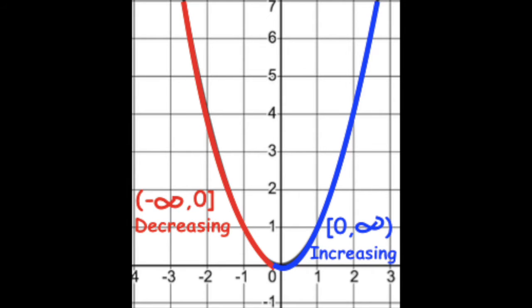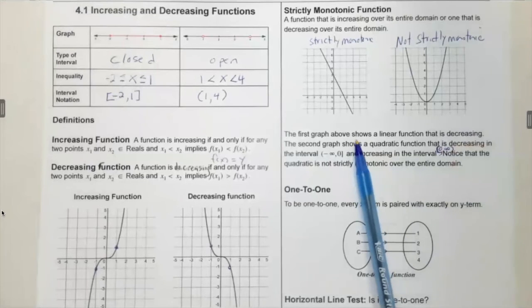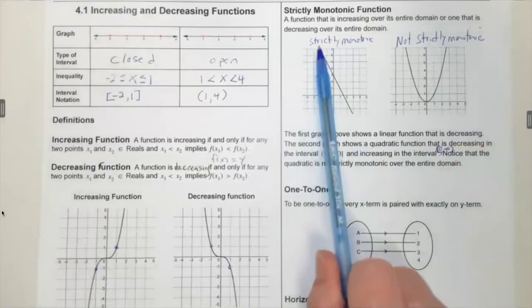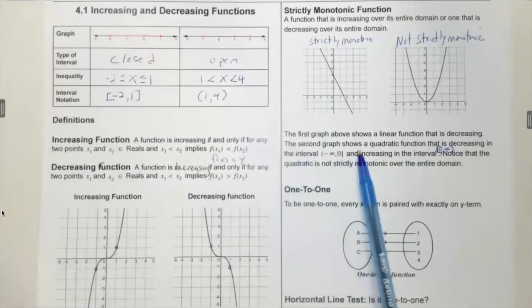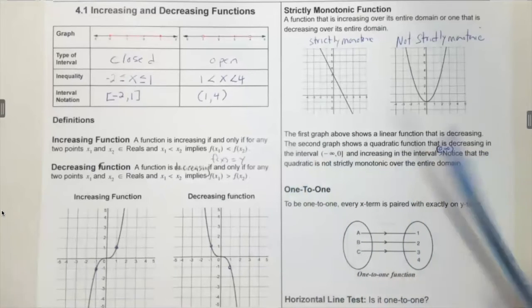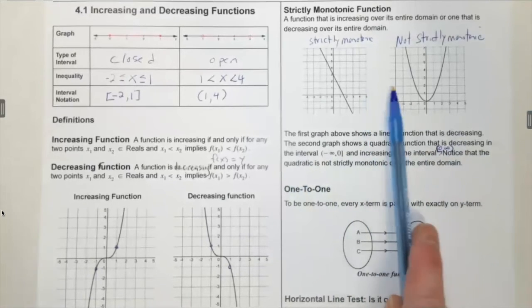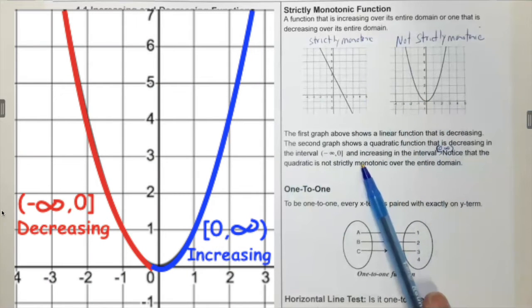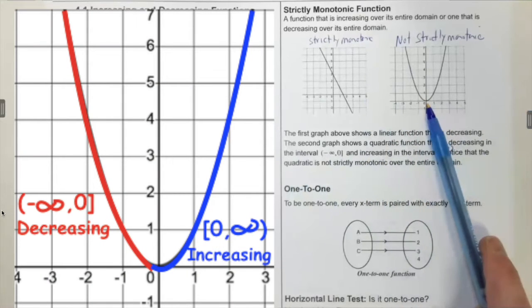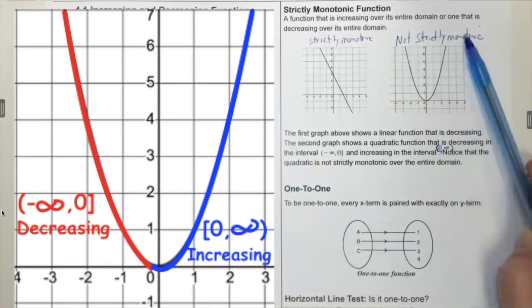You will have to describe functions in intervals, like the red is decreasing from -infinity to 0. And then the blue part of the parabola is increasing from 0 to +infinity. And so in the homework, you will have to describe functions in this way. The first graph shows that it is decreasing over the entire domain. The second graph shows a quadratic that is decreasing in the interval from negative infinity to 0, and then it's increasing on the interval from 0 to positive infinity.